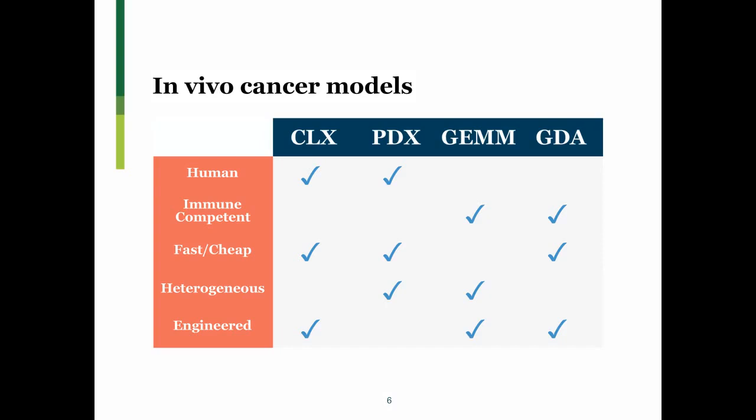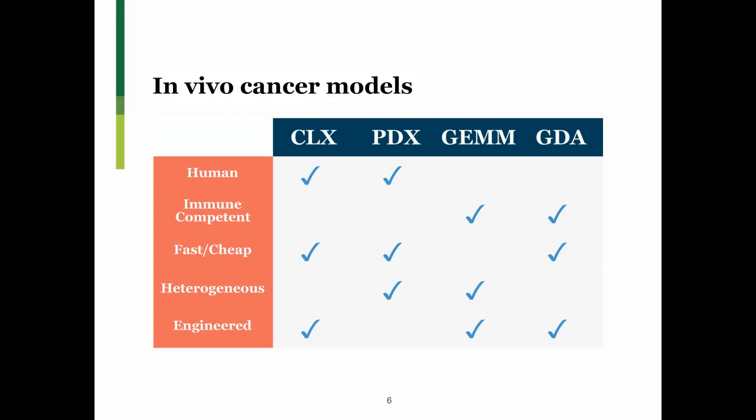Patient-derived xenografts are similarly human. They're relatively easy and cheap to work with. We think they maintain a slightly better, more high-fidelity model of primary tumors, but they're generally much more difficult to work with than cell line xenografts.